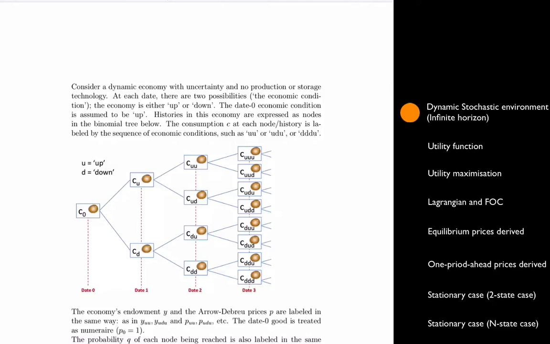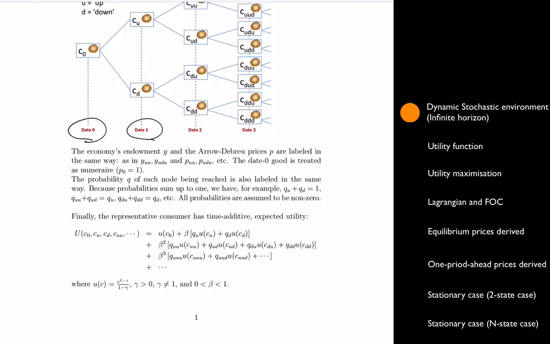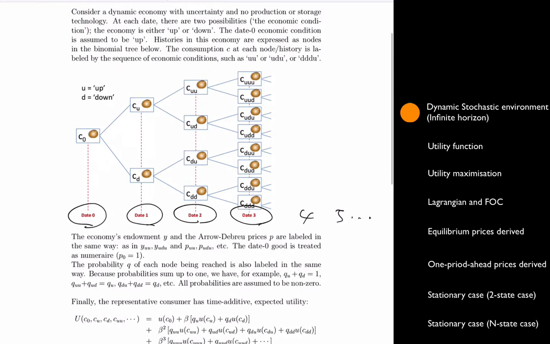Okay, so let me introduce the simplest version of so-called Lucas tree models for asset pricing. Let's assume that time is discrete and horizon is infinite. So there is date 0, date 1, date 2, date 3, date 4, date 5, and the time continues forever. And there is some simple economic shock every period.